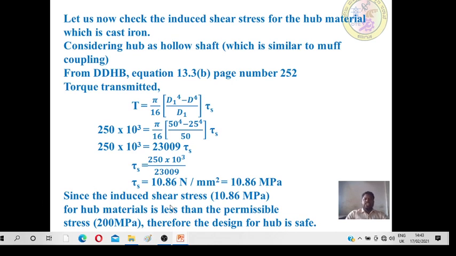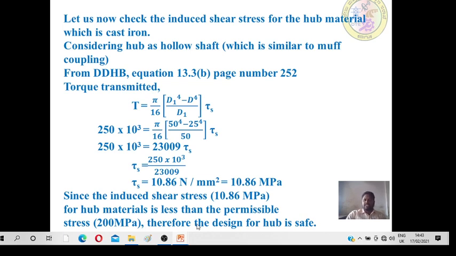Now, since the induced shear stress, that is 10.86 MPa, for the hub material is less than the permissible stress, that is 200 MPa given in the problem, so, since the induced shear stress is less than the allowable shear stress, the design is safe.